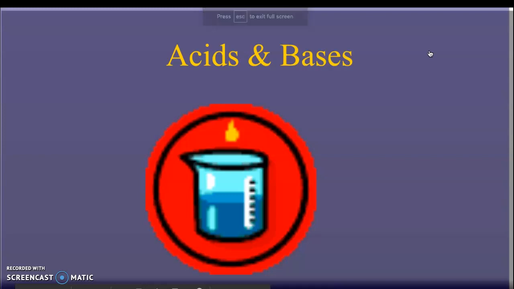All right, hello 8th grade. We are talking about acids and bases today. Just some very, pardon my pun, basic information about acids and bases.